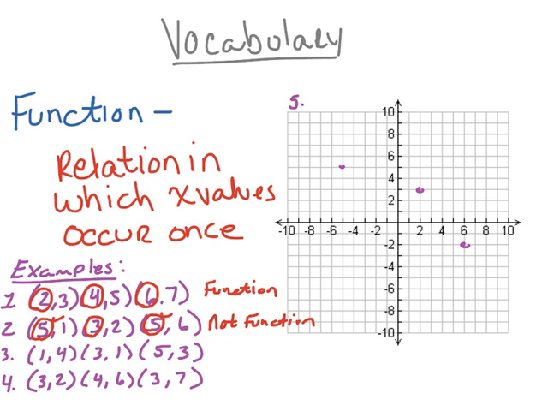If we take a look at number 3, again, look at the x's. You got a 1, you got a 3, and you got a 5. Notice how none of those x's are being repeated. Therefore, we can call this set of ordered pairs a function.